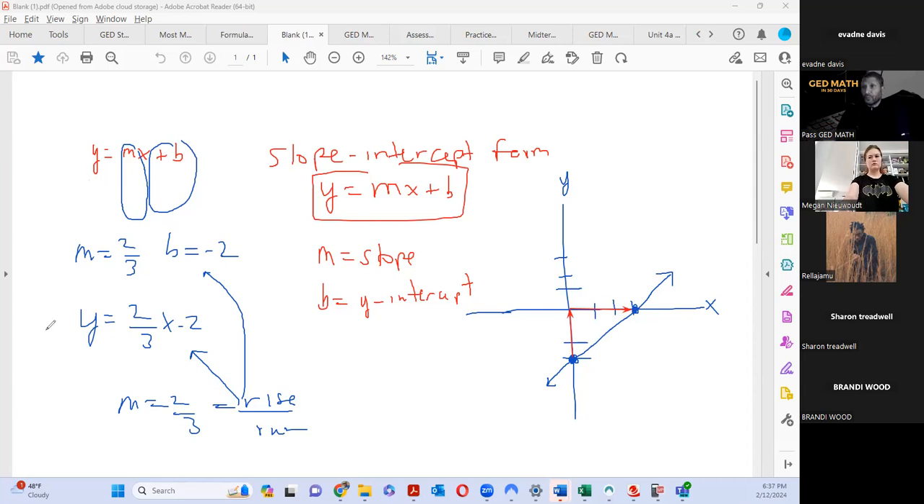So on the GED, is it going to be a really weird looking slope intercept form problem? First of all, you're going 5 steps ahead. What I need you to understand is, can I identify this equation as slope intercept form? Can I identify the slope? Can I identify the y-intercept? That's all I need you to understand tonight.